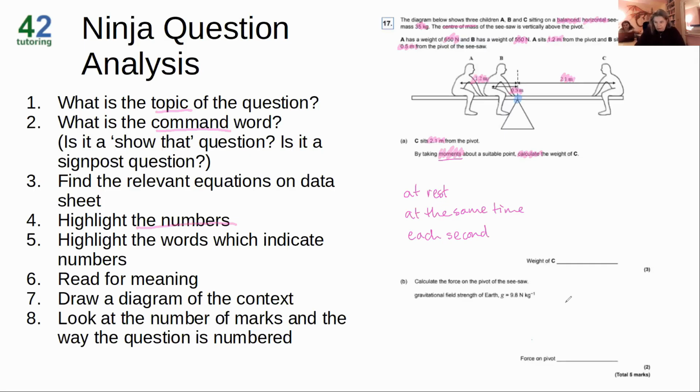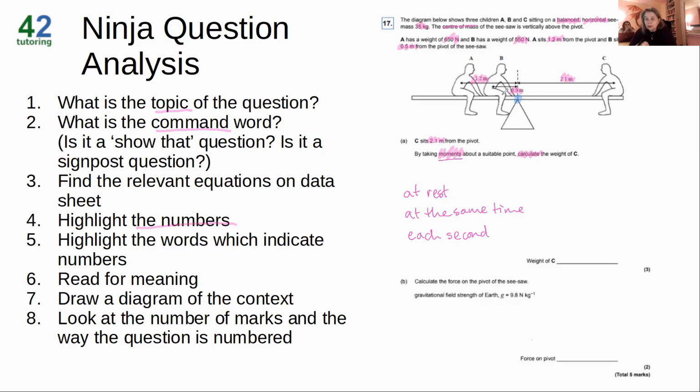You draw a diagram. Now here we've got a diagram and we're not going to redraw it, but what we are going to do is add information to our drawing when we're reading the question for meaning. So I'm going to read what it says. It says, the diagram below shows 3 children. Oh, look, I missed that word. 3. That's a number. Missed it. A, B, and C. They're sitting on a balanced horizontal seesaw. The mass of the seesaw is given.